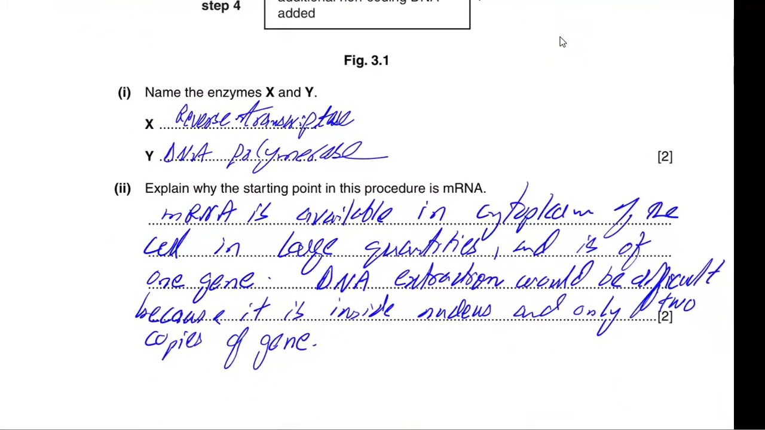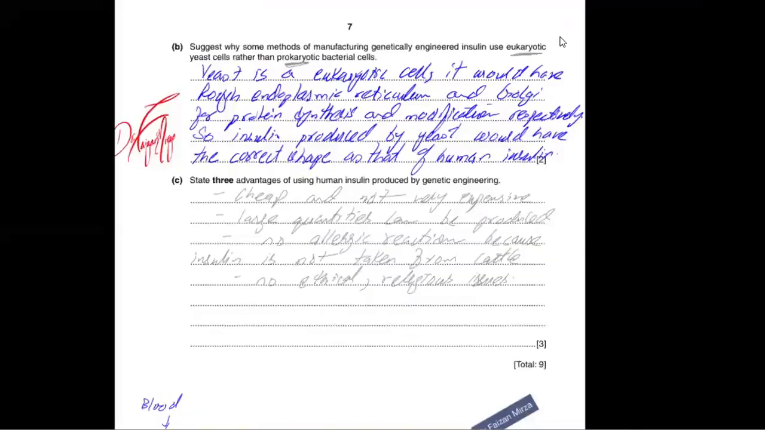Then they're asking us to explain why the starting point of this procedure is an mRNA and not a DNA. We know that mRNA is present in large quantities in the cytoplasm, and it's for one gene only. You don't have to cut the mRNA because it's already of one gene, having the whole amino acid sequence code on it. DNA extraction, on the other hand, would have been very difficult because it's in the nucleus and only two copies of the gene would be present inside the nucleus.